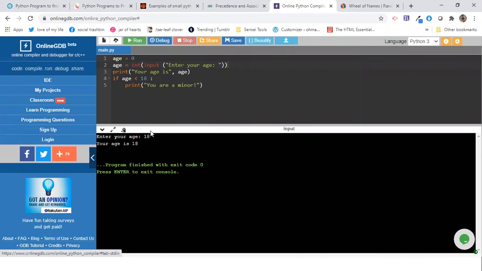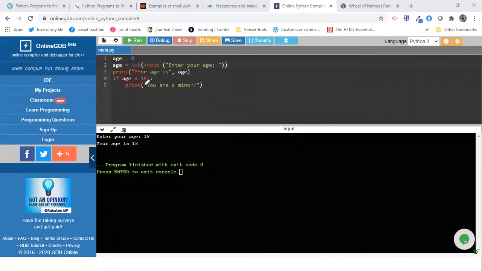Run, hindi siya mag-print. Why? Because your equation is age less than 18. Ibig sabihin, 18 is less than 18, false, hindi siya mag-print. So, ang range lang ito is 0 to 17 for positive numbers. Okay? So, ito crucial siya.